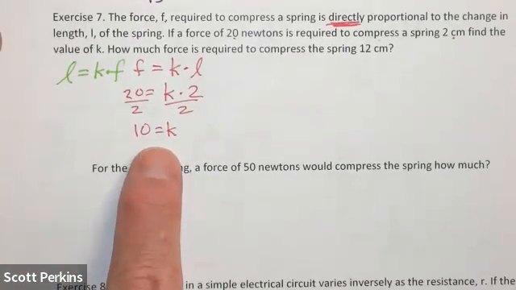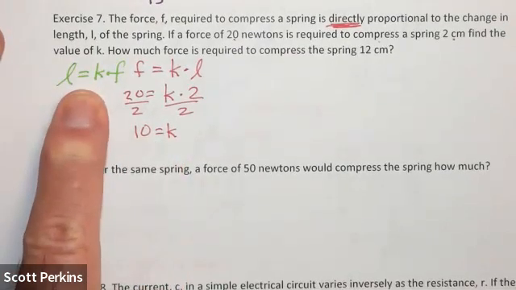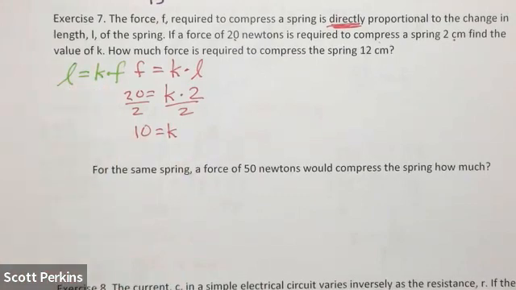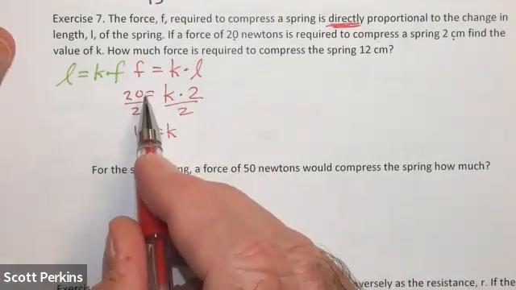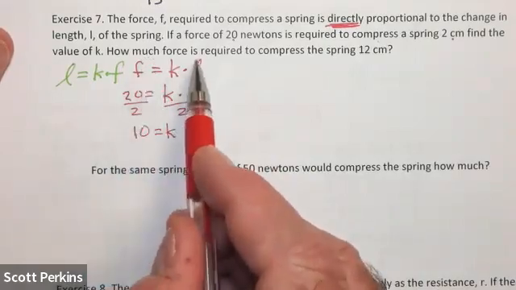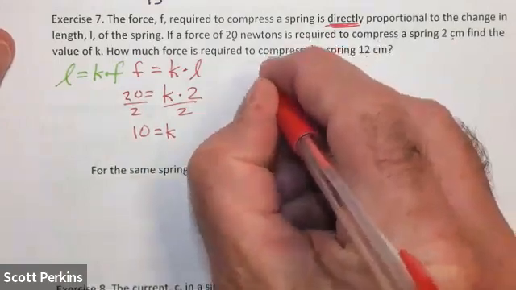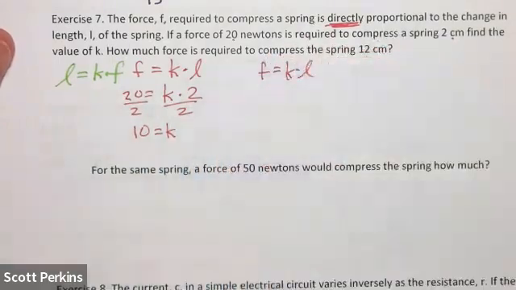So my value of K is 10. If you did the problem this way, then your value of K is going to be 1 over 10 because you did the variables in the reverse order. Nothing wrong with that, because now that I know what the value of K is, the next part says how much force is required to compress the spring 12. So I'm going to write down F is equal to K times L again.